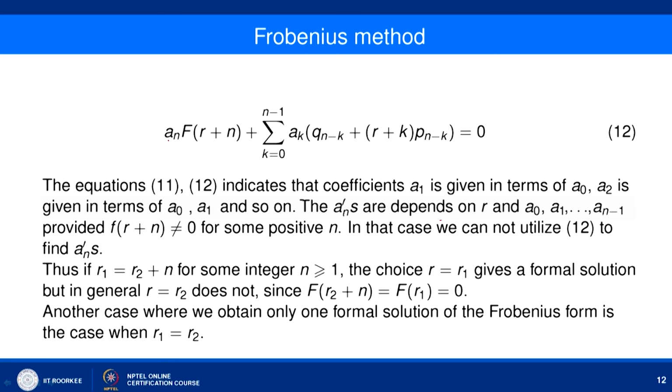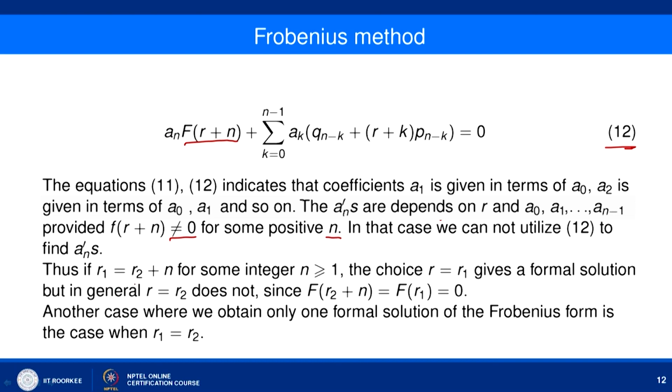So, we can say that the a n's are depending on r, and the coefficients which we have already obtained, that is a naught, a1 up to a n minus 1, and this is possible when the coefficient of a n is non-zero, provided that F of r plus n is non-zero for positive n. In that case, we cannot utilize 12. If f of r plus n is equal to 0, then I cannot utilize equation number 12 to find the value of a n. So, it means that if r1 is equal to r2 plus n, here I am assuming that r1 is bigger than r2.